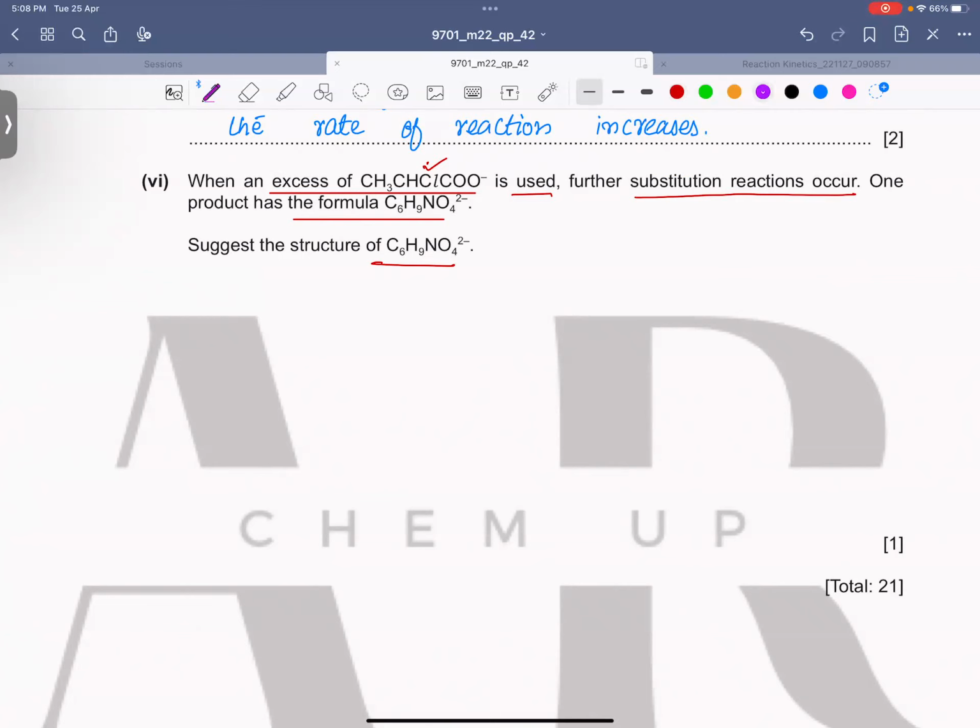Okay, let me help you think. Initially, I have this structure, and we have used ammonia. Due to the use of ammonia, this chlorine is substituted by NH2, and we got this.